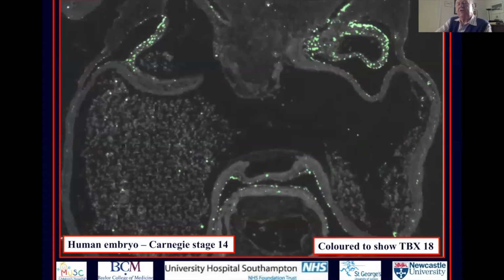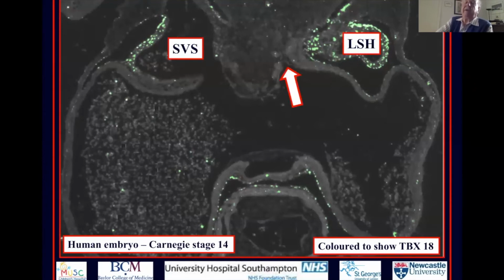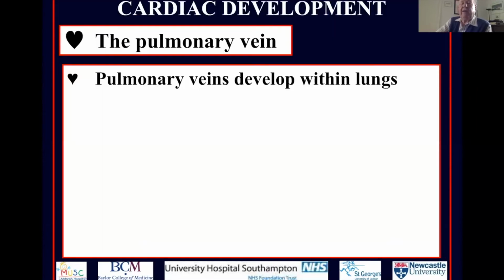And so this is the adjacent section to that one that Alexander has now stained with the TBX gene. And the TBX gene does mark the systemic venous myocardium. So there you see the systemic venous myocardium, the superior caval vein on the right, also the myocardium of the left sinus horn. What it does not stain is the opening of the pulmonary vein to the left atrium. So this is additional evidence to confirm that the pulmonary vein has nothing to do with the systemic venous sinus.